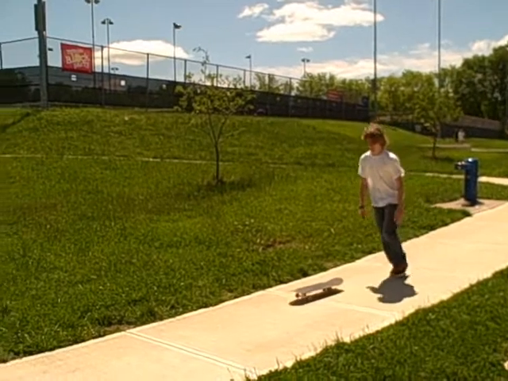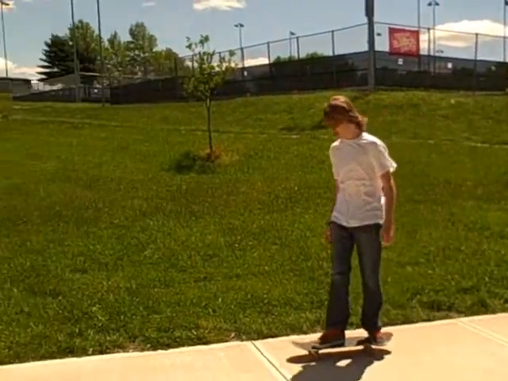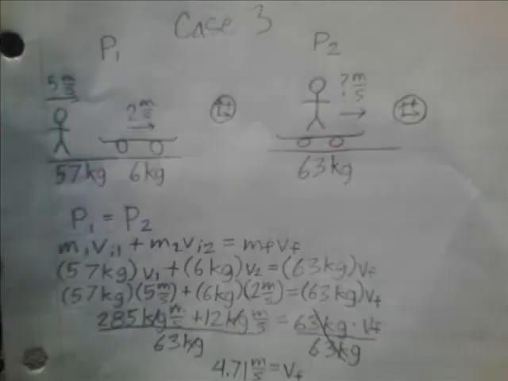And finally, for case number 3, Kyle moving at 5 meters per second will be chasing the skateboard, moving away from him at 2 meters per second. Now, in case 3, we did the same thing as in case 2 and case 1. We used the same formula, and there's still a before and after picture. The difference in this case is that instead of being stationary or moving toward me at 2 meters per second, it is now moving away from me at 2 meters per second. Our final velocity for case number 3 is 4.71 meters per second.